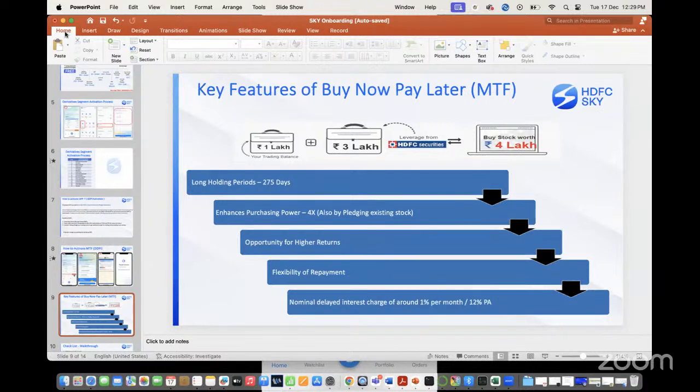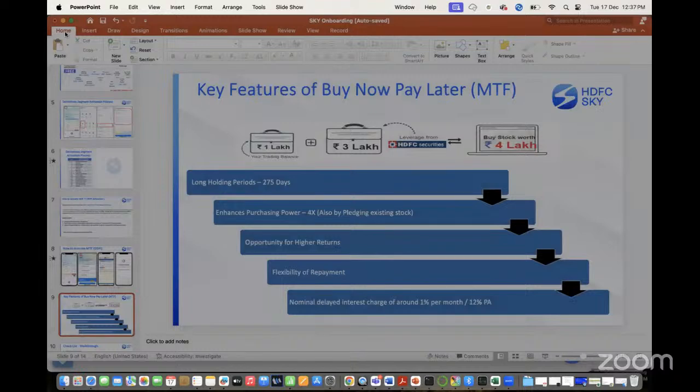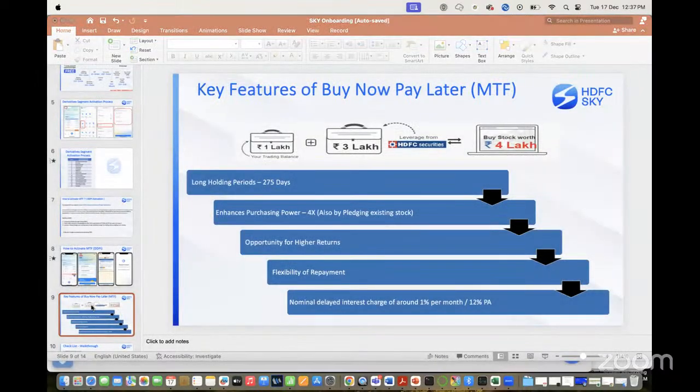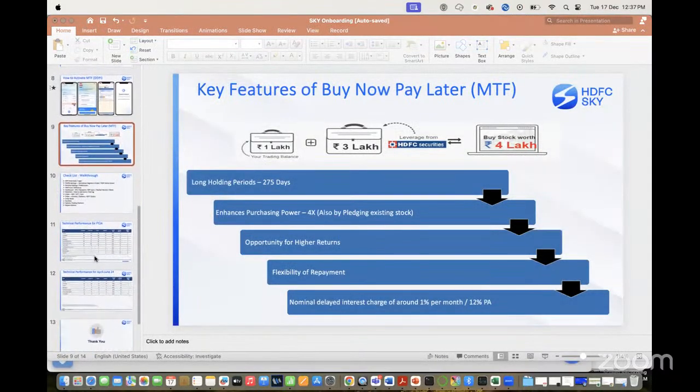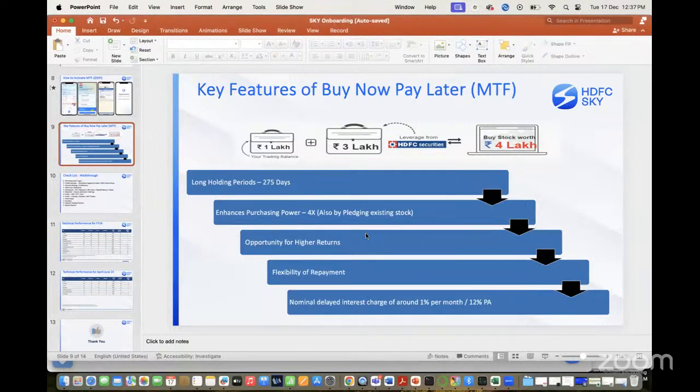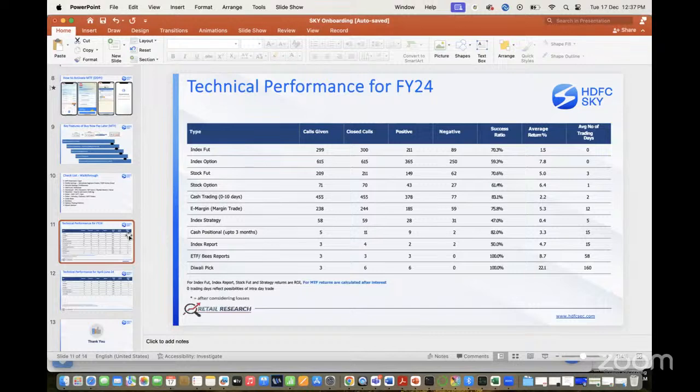So that is basically the app walkthrough, how exactly the app is. Now, I would also like to mention HDFC research. We have strong research here, and we give research recommendations as well. In the app, in the research section, you'll find the latest research given by us. This is the performance of the research.